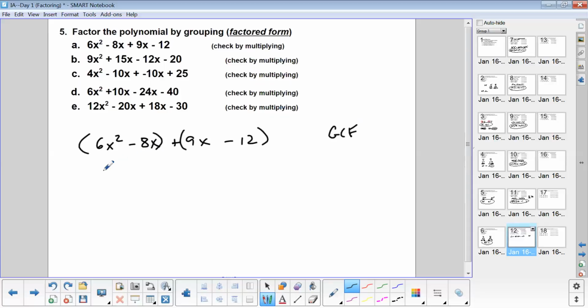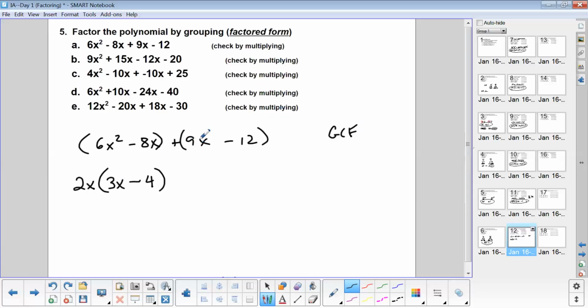So 6 and 8, greatest common factor would be 2. X squared and x would be x. So what do you have? 6x squared divided by 2x, and you get 3x. Minus 8x divided by 2x, and you get 4.